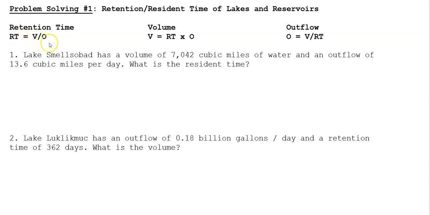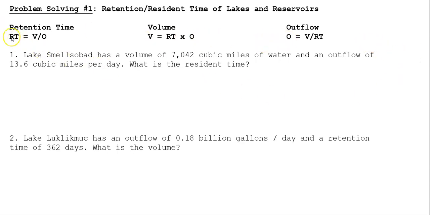You can rework this equation and solve it for volume, in which case you're multiplying both sides by outflow. So volume is equal to retention time or resident time times outflow. Or you could switch it and solve it for outflow if you divide both sides by resident time, and outflow is equal to volume divided by resident time. So it's the same equation, just expressed in three different ways, solving for a different variable.